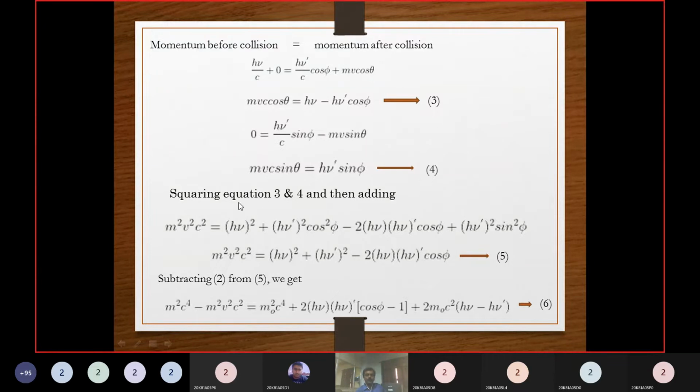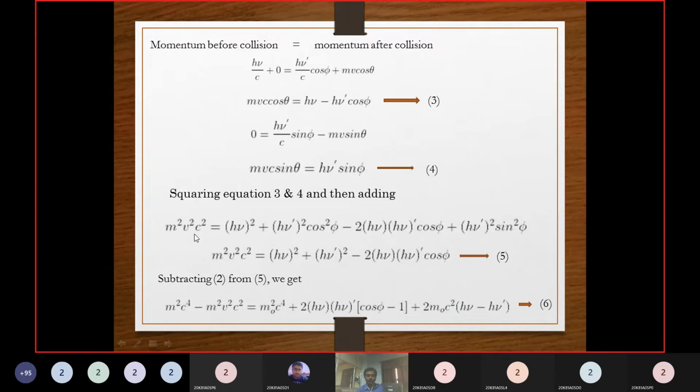If you solve these two equations, how to solve? By squaring equations 3 and 4, and we can add them. Squaring, we get mvc cos theta whole square and mvc sin theta whole square. Here mvc whole square is common, so what remains is cos square theta plus sin square theta, which equals 1. So the remaining term is m square v square c square. If you add both sides after squaring and simplify, we will get equation 5.